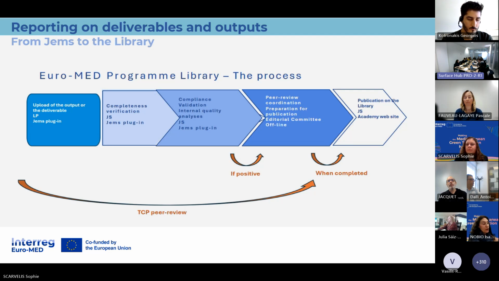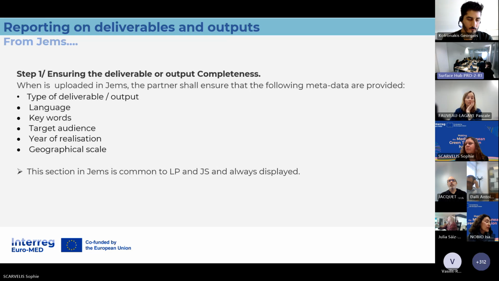And the last step, the fourth one and final one, when those are completed, is the publication or not of the outputs and some key deliverables of special interest in the Academy website, that is to say, in the program library. Approximately, we expect to publish around 400 and 450 outputs on the library, which is already quite a lot. So the first step, it all starts with GEMS, because this is our audit trail.